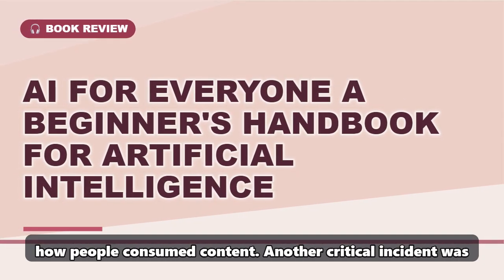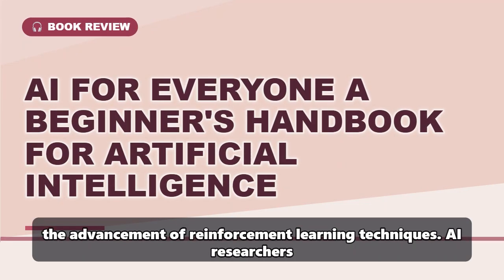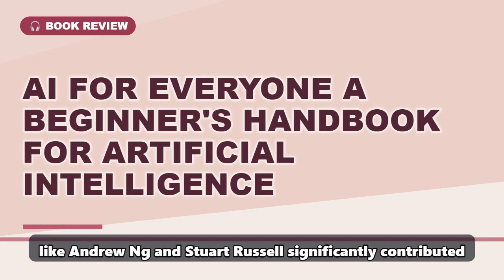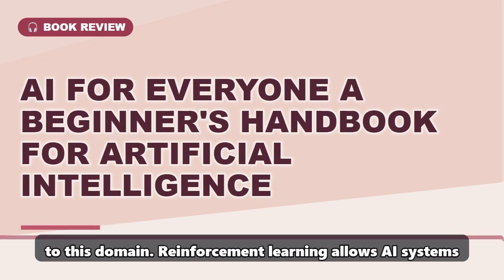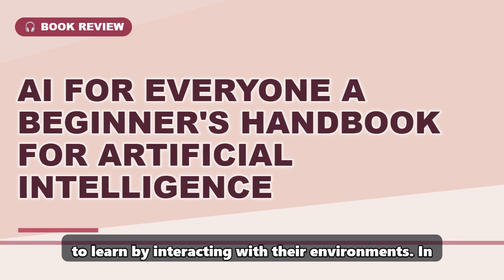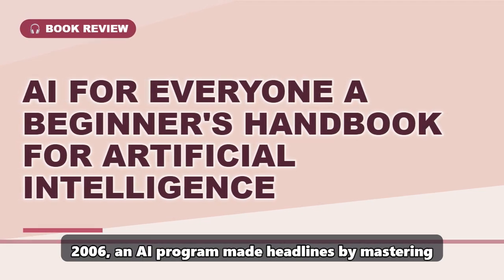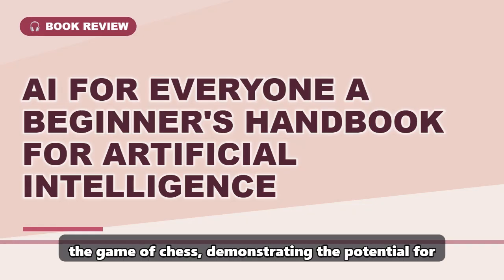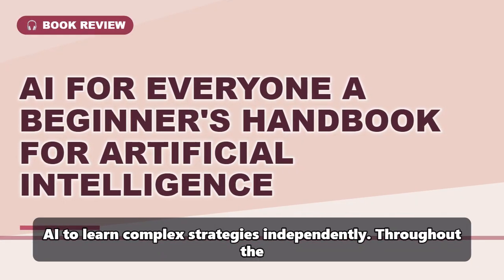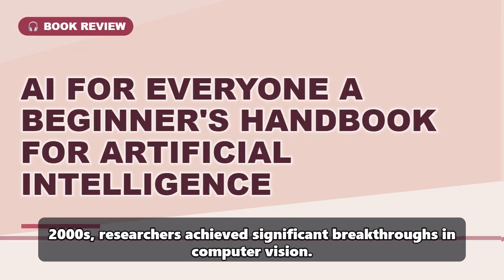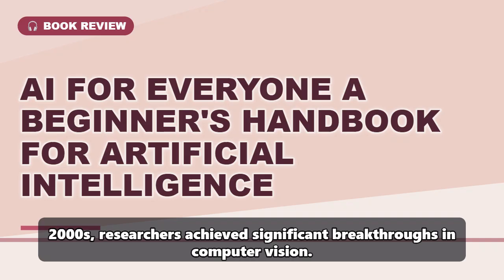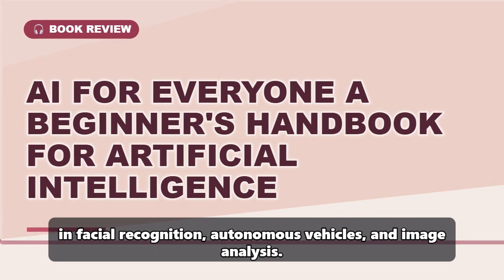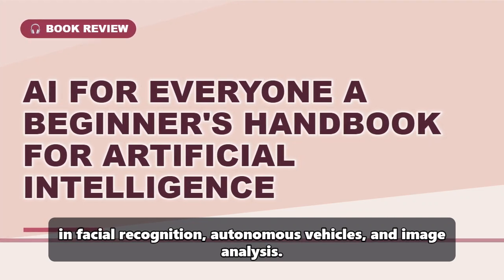Another critical incident was the advancement of reinforcement learning techniques. AI researchers like Andrew Ng and Stuart Russell significantly contributed to this domain. Reinforcement learning allows AI systems to learn by interacting with their environments. In 2006, an AI program made headlines by mastering the game of chess, demonstrating the potential for AI to learn complex strategies independently. Throughout the 2000s, researchers achieved significant breakthroughs in computer vision. These advancements laid the foundation for AI applications in facial recognition, autonomous vehicles, and image analysis.